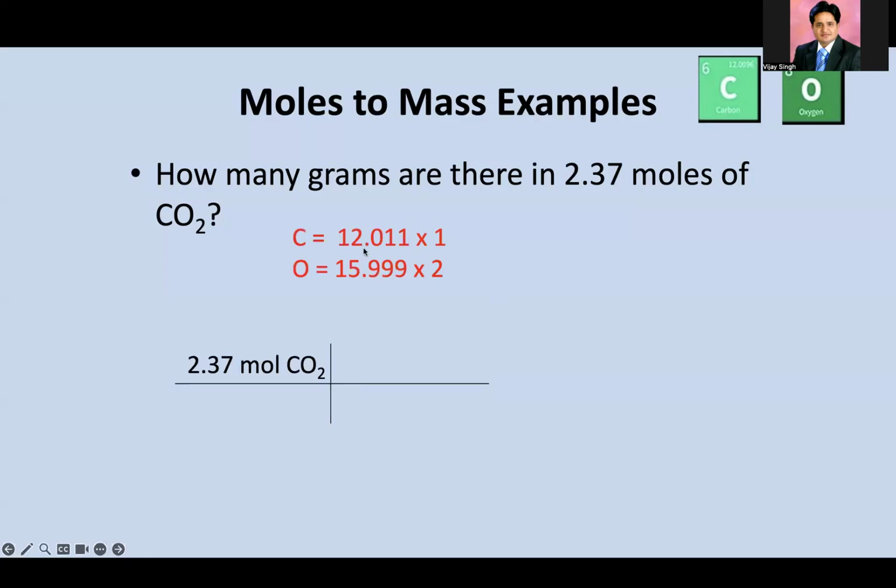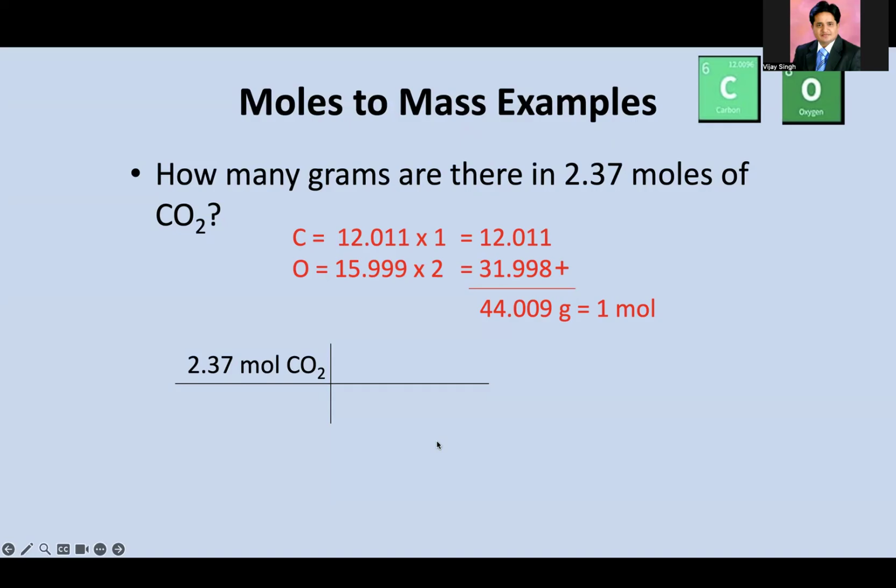The mass of carbon dioxide would be: there is 1 atom of carbon, so 12 times 1, and 2 atoms of oxygen, so 15.99 times 2. You add them and you get 44.009 grams. So 1 mole of carbon dioxide weighs 44.009 grams. And there are 2.37 moles of carbon dioxide.